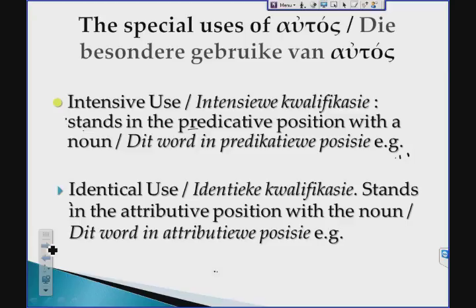Let's use the same example. Ho autos logos. Now, it's not out there anymore, but it is between the article and the noun. How are you going to translate that one?